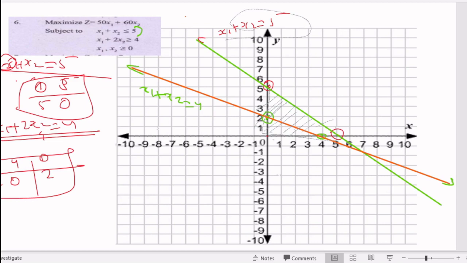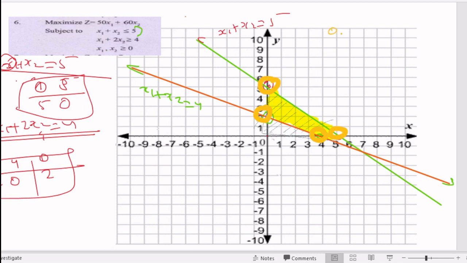Next one, it says x1 plus 2x2 greater than 4. So greater than 4 means just above this line, right? Above this line. So which is the common region? This one. This particular region is common in both. And what are the different points which are common? First one, this one. Second, this one. Third, this one. Fourth, this one. Easy, right? We can write the points.